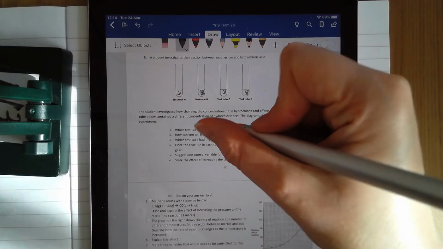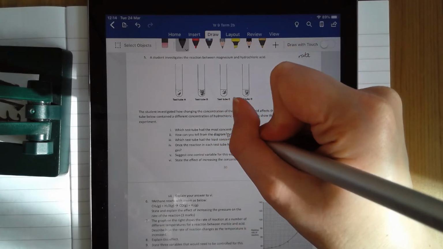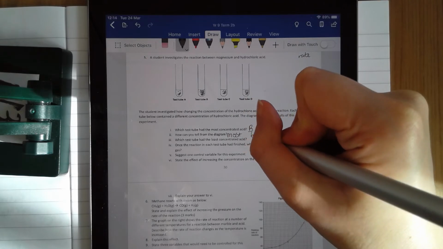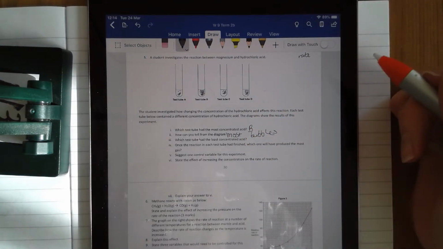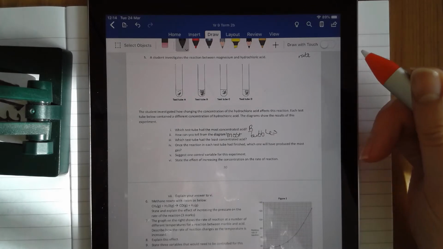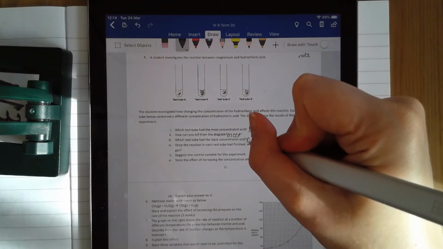How can you tell from the diagram? It has the most bubbles. Which test tube had the least concentrated acid? So which test tube has the least amount of bubbles? That, from what I can see, is going to be A.